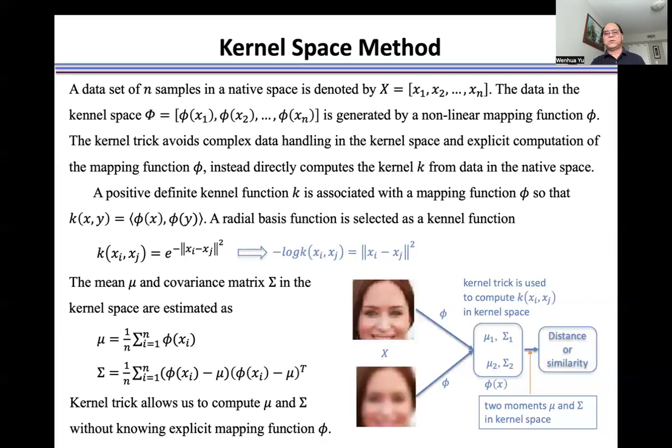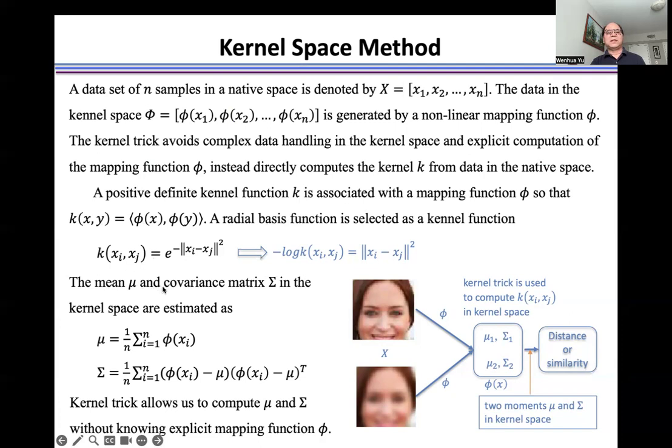Instead, it directly computes the kernel k from data in the native space. A positive definite kernel function k is associated with the mapping function phi so that the kernel function is equal to the inner product of phi(x) and phi(y). A radial basis function is selected as a kernel function.